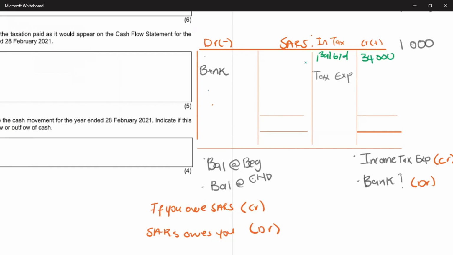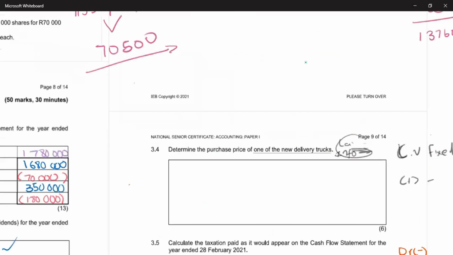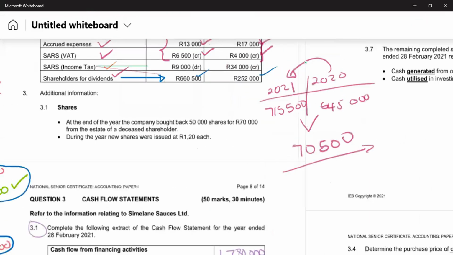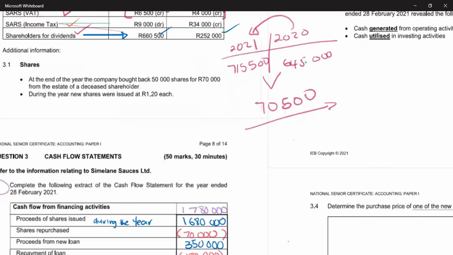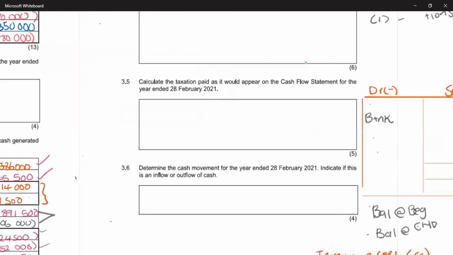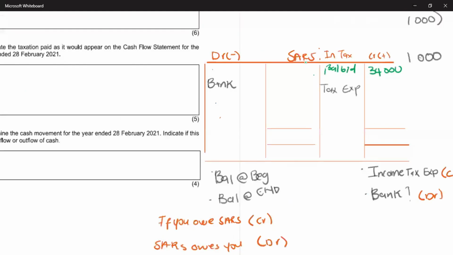Now let me go and have a look at my balance at the end. My balance at the end is a debit balance of 9,000. At the end, SARS was owing me money. So here, balance brought down of 9,000. Right, and remember, before this was brought down, it first had to be carried down here.